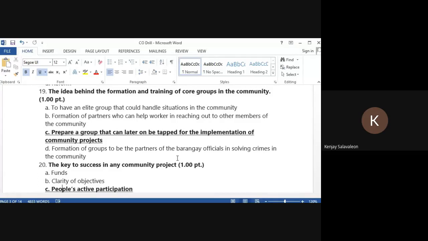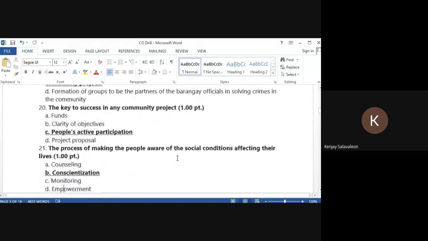20. The key to success in any community project is, obviously, it is people's active participation. Aanhin mo yung funds, yung clarity of objectives based on your proposal, and the project proposal itself, by the way, it is just a piece of paper. But at the end of the day, what matters most is the people's participation. And that is the essence of community organizing.